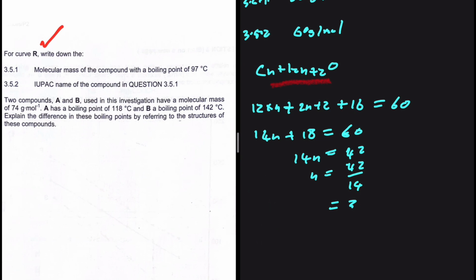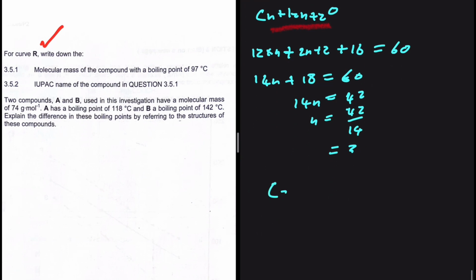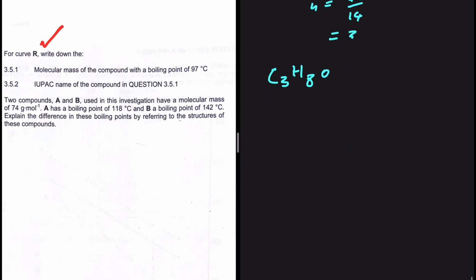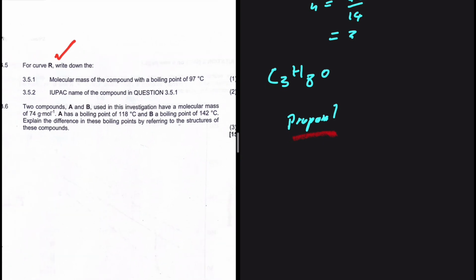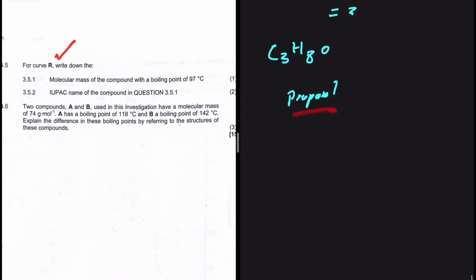So we know that our alcohol is C3H, 3 multiplied by 2 is 6, plus 2, 8. So C3H8O. This is propanol. So there we go, we have identified the alcohol. I'm sure there are other ways you can use to identify the alcohol, but that is just the approach I'm deciding to take.